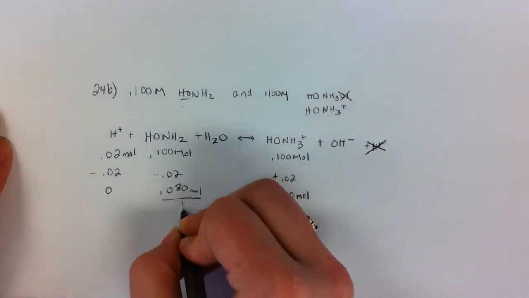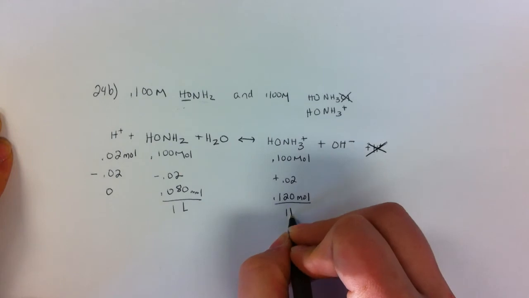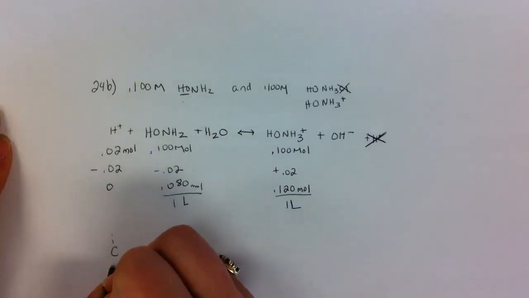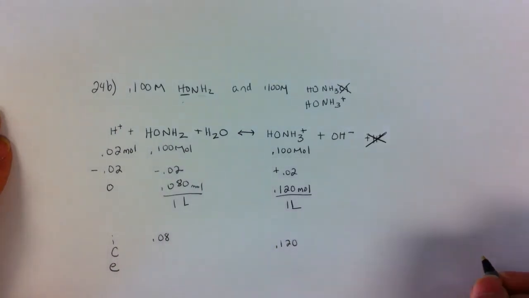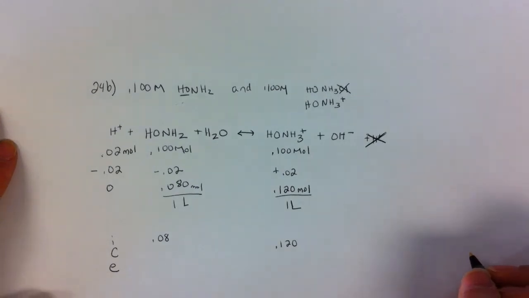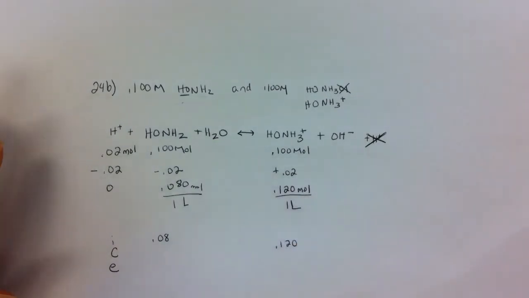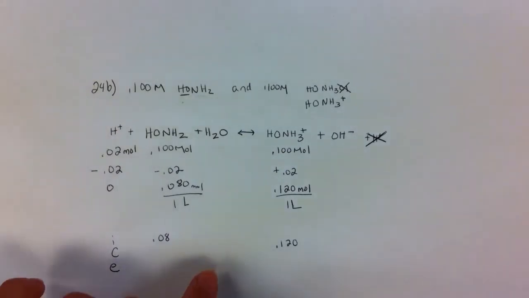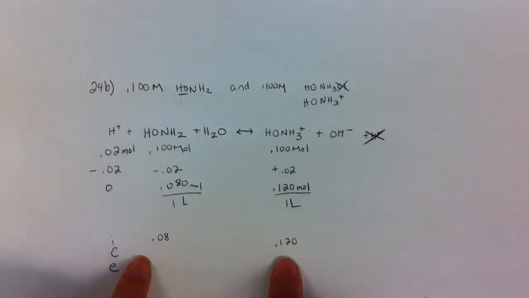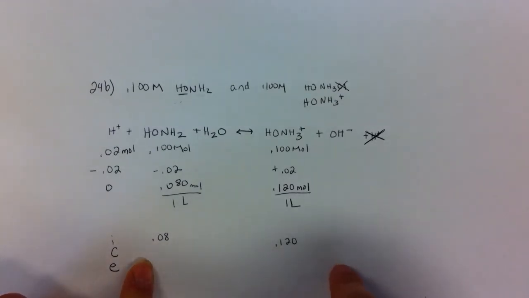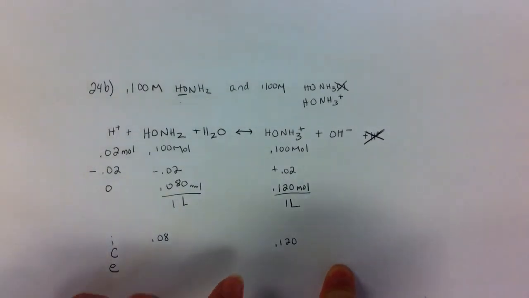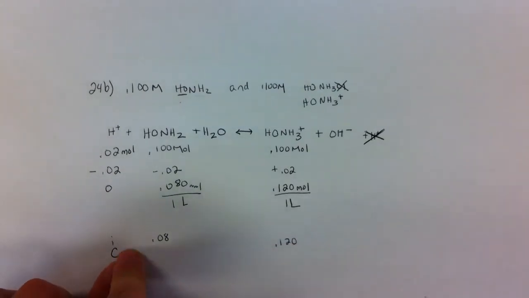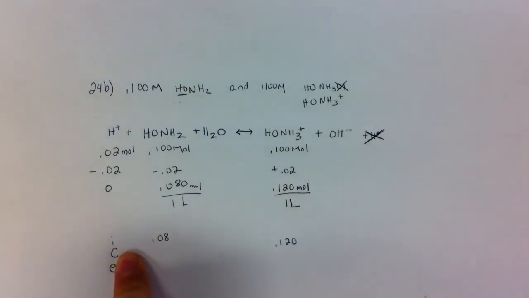Okay, we divide again by liters, and now I'm ready to ICE. We have 0.08 and we have 0.120, and you have two options here. Okay, you can either say it's going to dissociate and give me more, let's see, it would minus x from here, plus x from here, and plus x there. Okay, you could do that, and that's going to be how you would find your hydroxide. Or you can say this one's going to minus x, this one's going to plus x, and that's going to give you H plus ion.